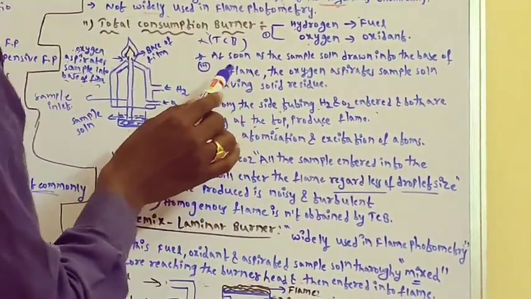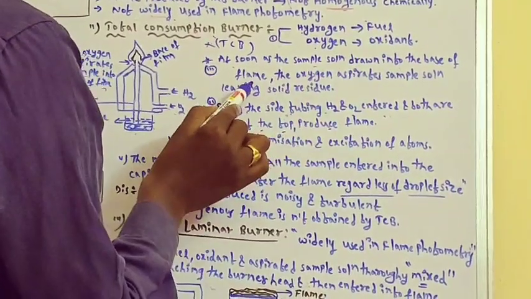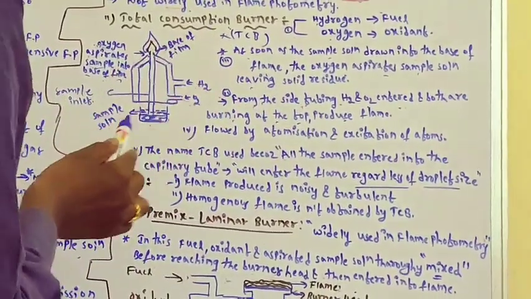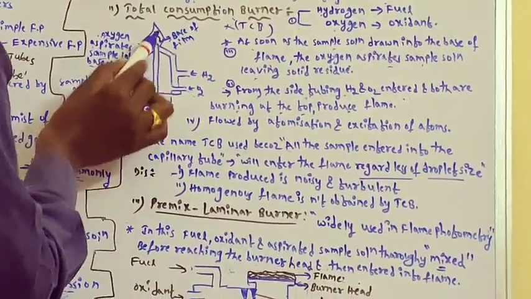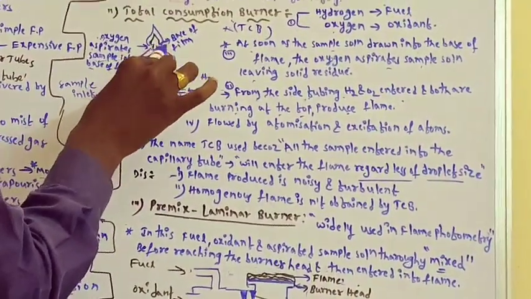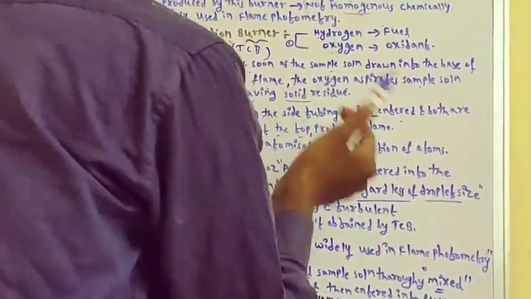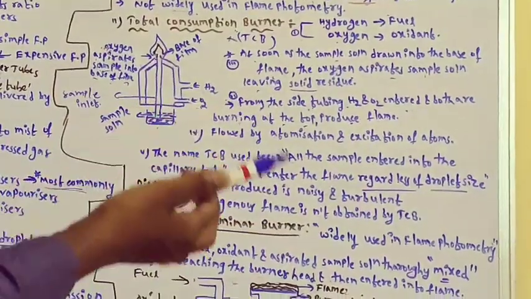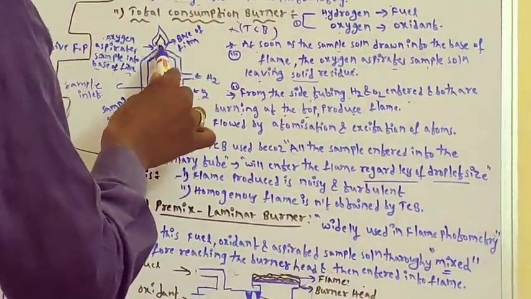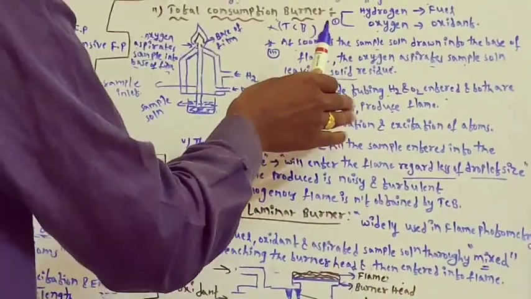Third point, as soon as the sample solution is drawn into the base of the flame, the oxygen aspirates the sample solution, leaving solid residue. As soon as the sample reaches the base of the flame, the sample is converted to solid residue. The liquid present in the droplets is evaporated, so residue forms. Then due to the thermal energy of the flame, this residue undergoes decomposition to give neutral atoms.